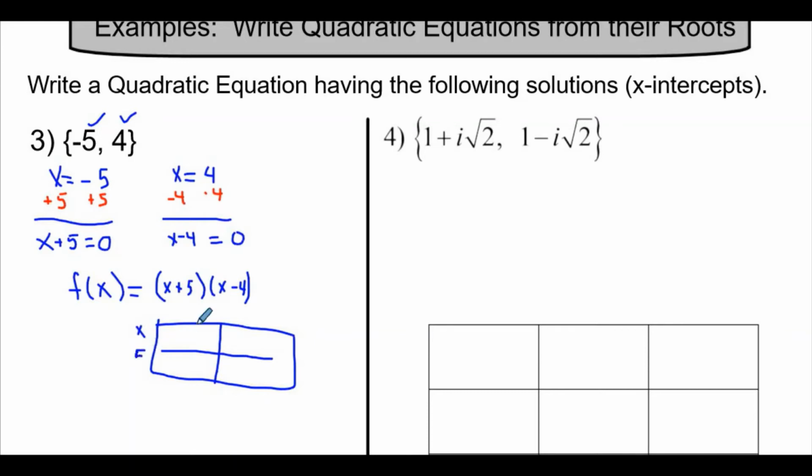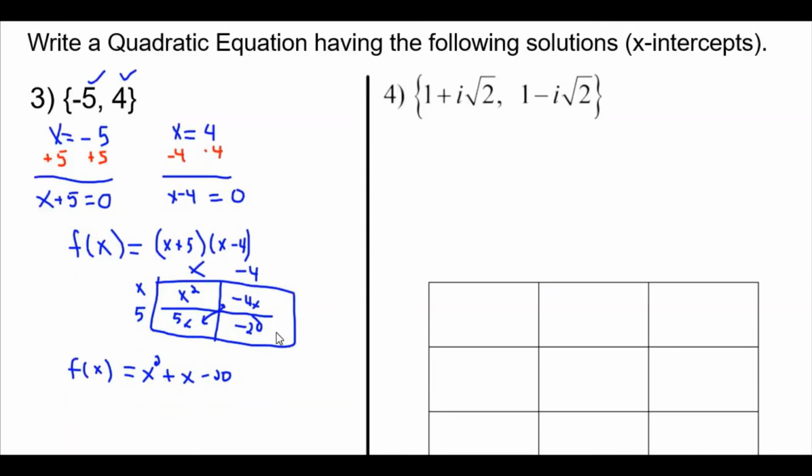So x plus 5 here, and x minus 4 here. So we would have x squared. X times 5 is 5x. X times negative 4 is negative 4x. And negative 4 times 5 is negative 20. Like terms are here. So we get f of x is equal to x squared plus x minus 20. And if you were to graph that on Desmos or a calculator, you would see it cross the x-axis at these locations.